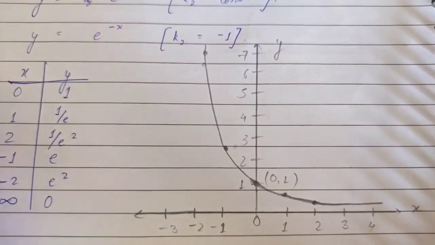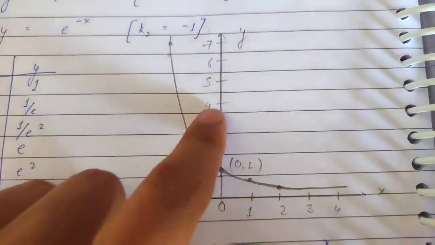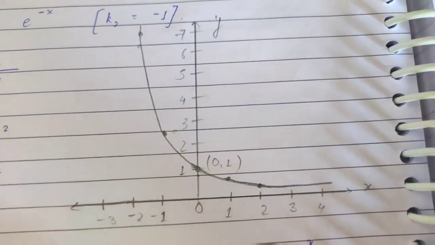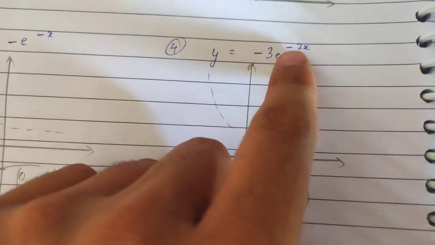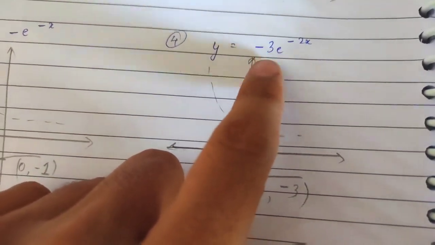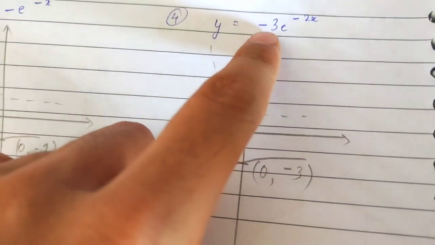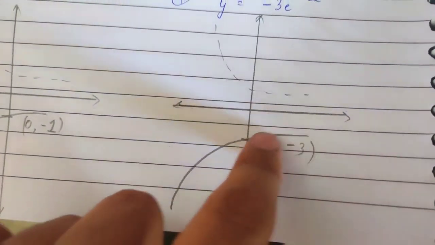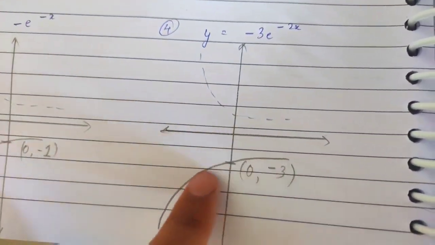And suppose y is minus e to the power minus x, then the graph will just be flipped. Like in this case, y equals minus 3 e to the power minus 2x. Minus 3 here basically means that it will cut the y axis at the point 0 comma minus 3. The graph will be like this only. The minus sign is there, so it will be flipped.